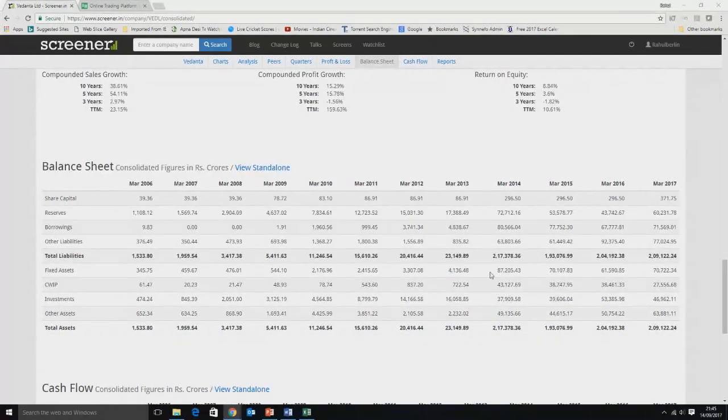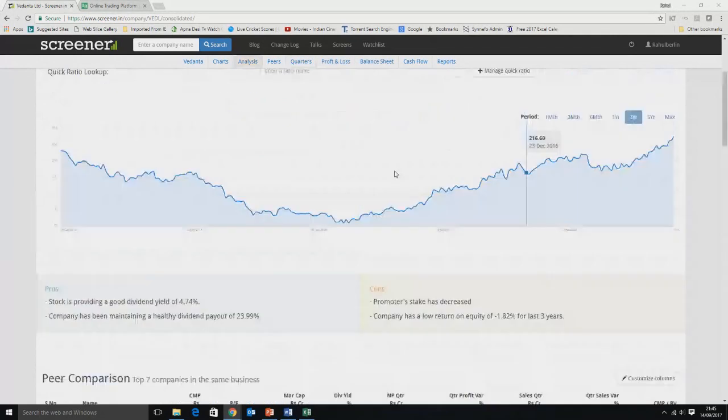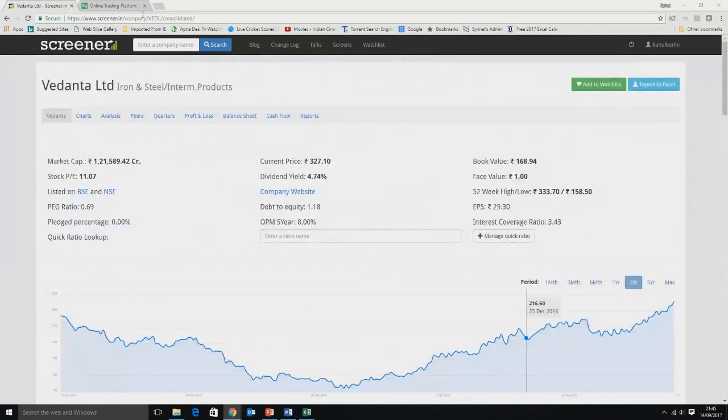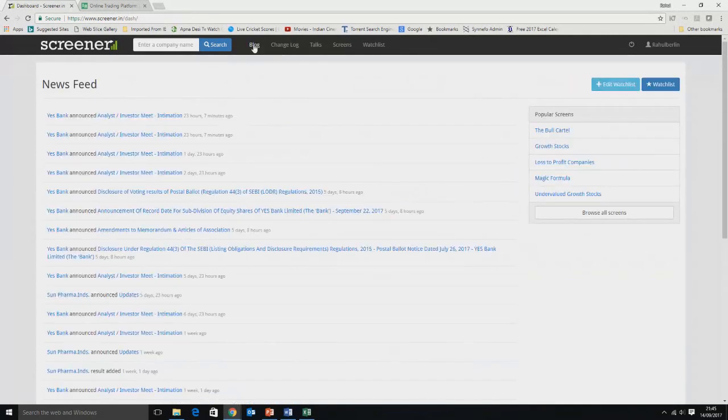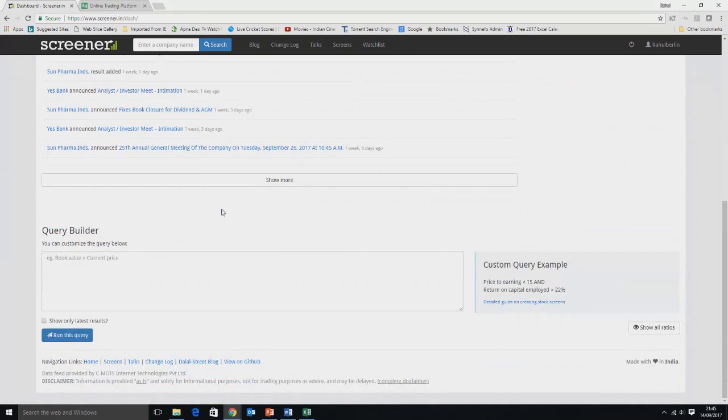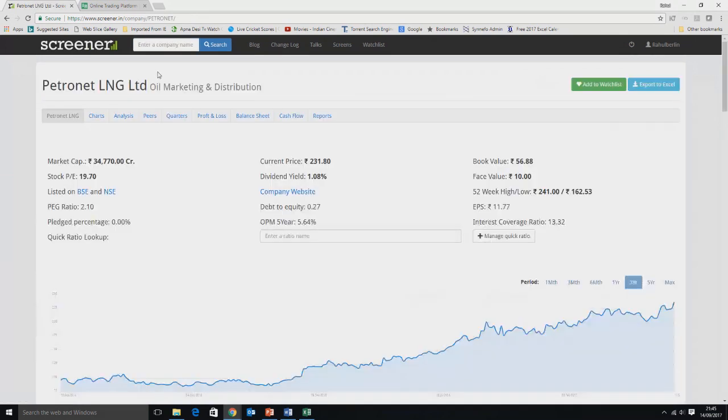Okay, so now let me show you how we can find some undervalued companies. I'll go to its home page, where it is, news feed. Okay, query builder. Okay, Petronet LNG.